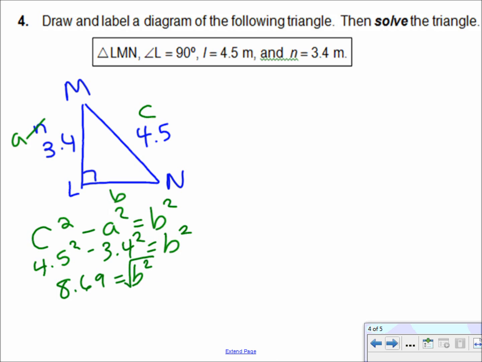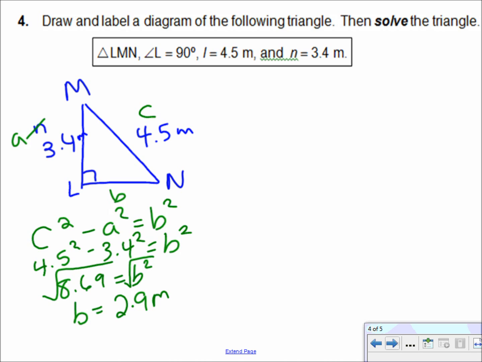I'm going to take the square root of both sides. B is going to be equal to 2.9. I'm going to keep one decimal place because that's what they did here, okay? And the units are meters.